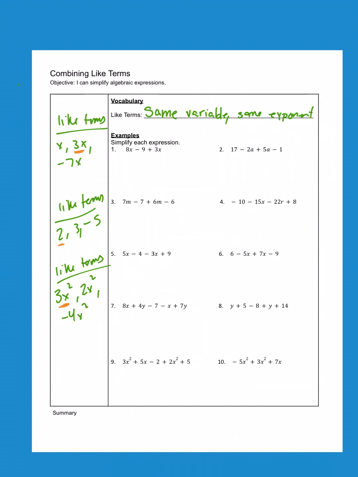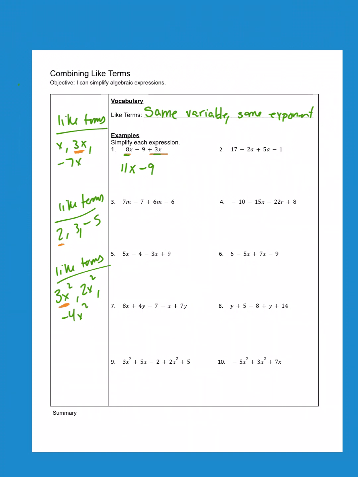If we start looking at number 1, simplifying the expression, the like terms I see are 8x and a positive 3x. Also, whatever sign is in front of the number is attached to the number. So this minus sign is attached to the 9. The plus sign is attached to the 3. So we'll think of those as a negative 9 and a positive 3. And because those are like terms, they can be added. So I have a positive 8 and a positive 3 makes positive 11x. And then the 9 doesn't have a like term, so it just stays the same. It stays negative 9.